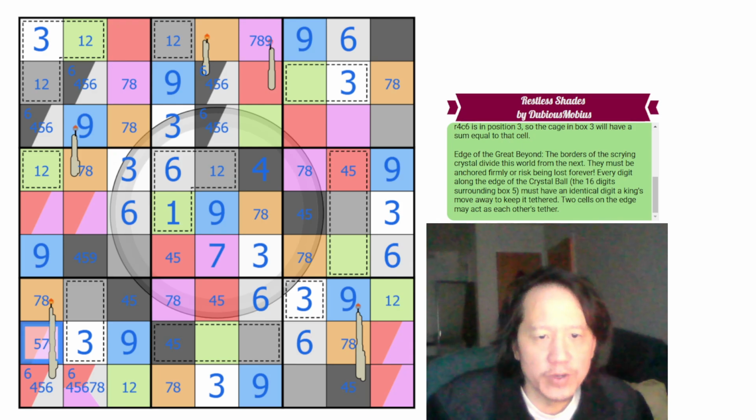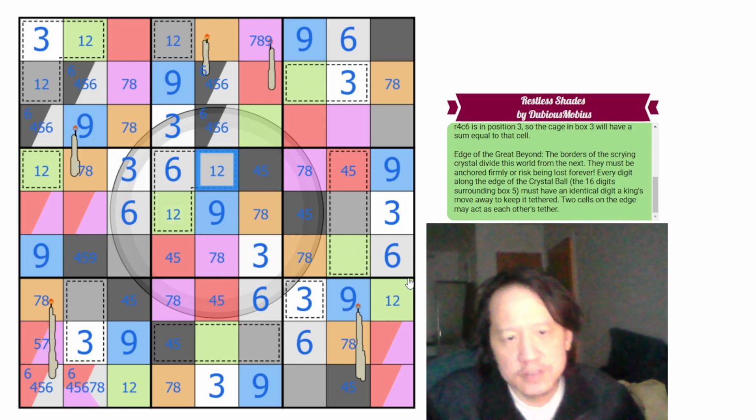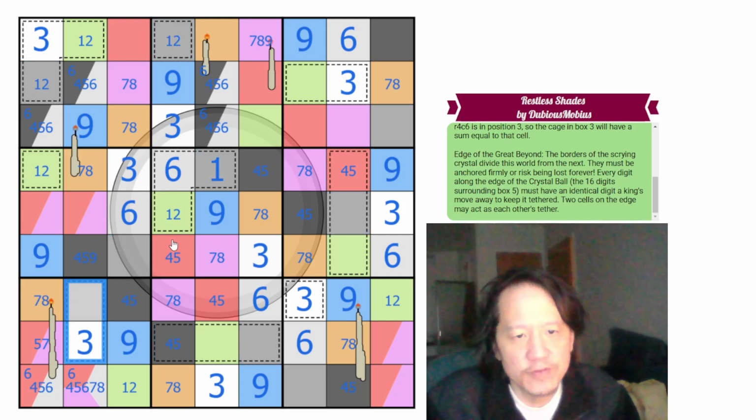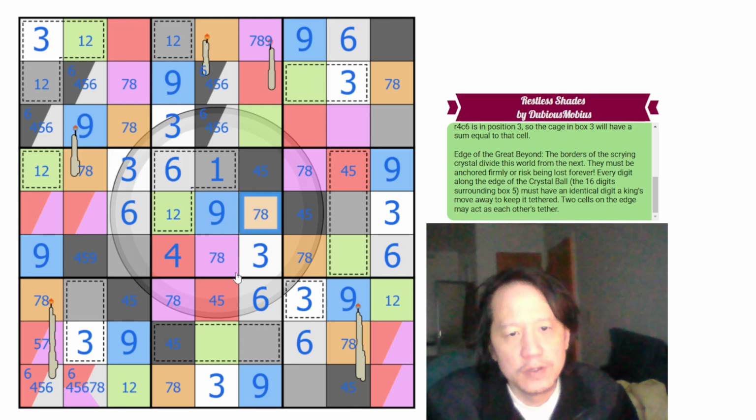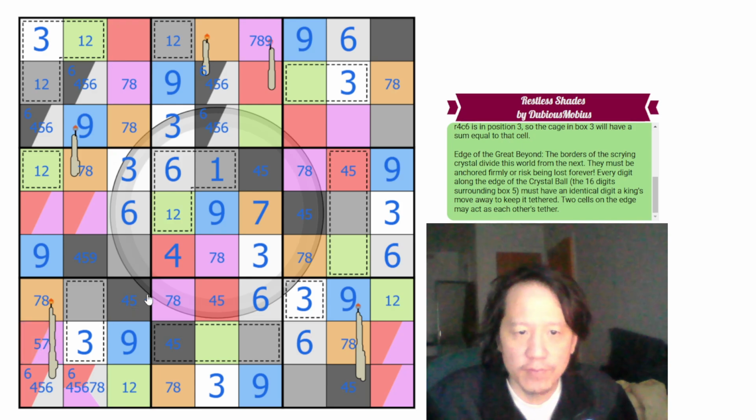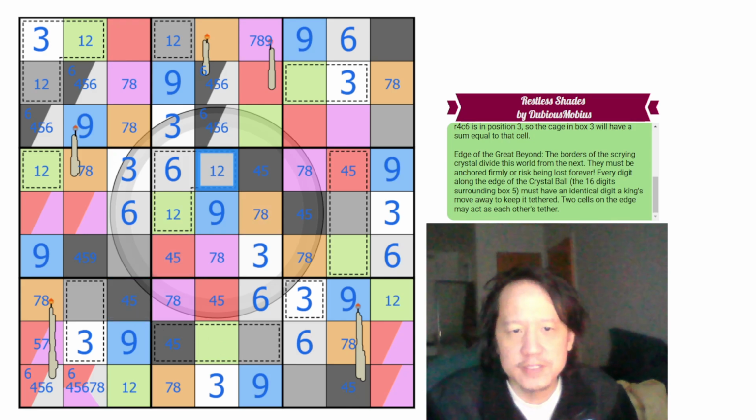What if we go the other way then? Say this medium gray is a 1. If the medium gray is a 1, therefore this would be 4. This would have to be a 4 for red, and therefore this would have to be a 7 for orange. But this cannot then work, right? Because this would be 7, this would force this to be 5. But the dark gray is the 5, and so you would have two 5s in box 7. Therefore, this can never be 1.